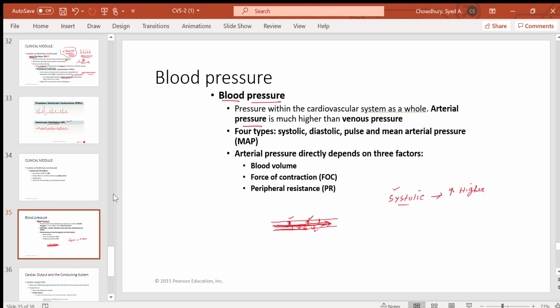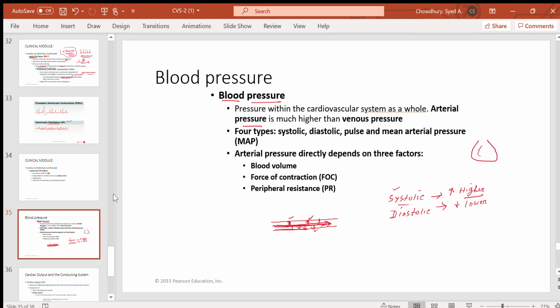We measure 2 pressures, right? The higher one is systolic, and the other is diastolic. Diastole means relaxation, during the relaxation of the heart. Now you see the diastolic pressure is the lower one, less. Why? Systole is the contraction.